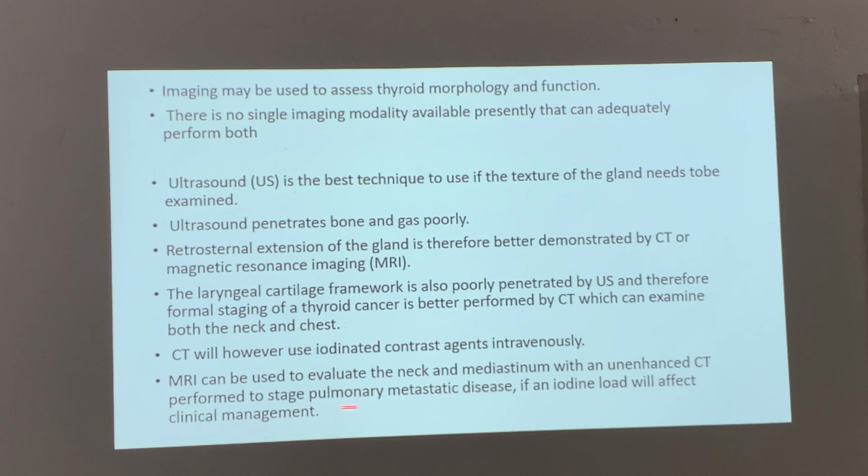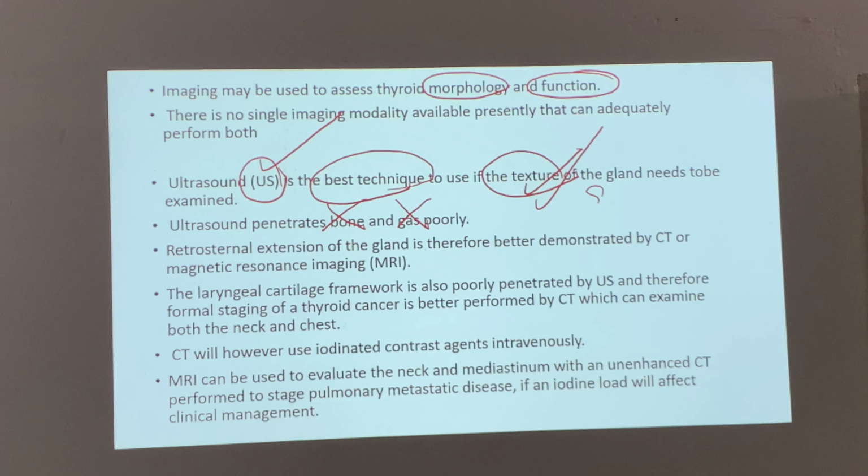So we are going to assess the thyroid morphology. Number one, that is anatomy. Number two is the function. So one modality is not enough for this. We are going to do the ultrasound scan, which is the best technique for understanding the texture of the gland which is to be examined. But unfortunately, ultrasound cannot assess the bone and the gas. So for soft tissues like thyroid, it is good. But retrosternal extension, as we have already seen in the previous lecture, is better demonstrated by CT scan and MRI, which are helpful.